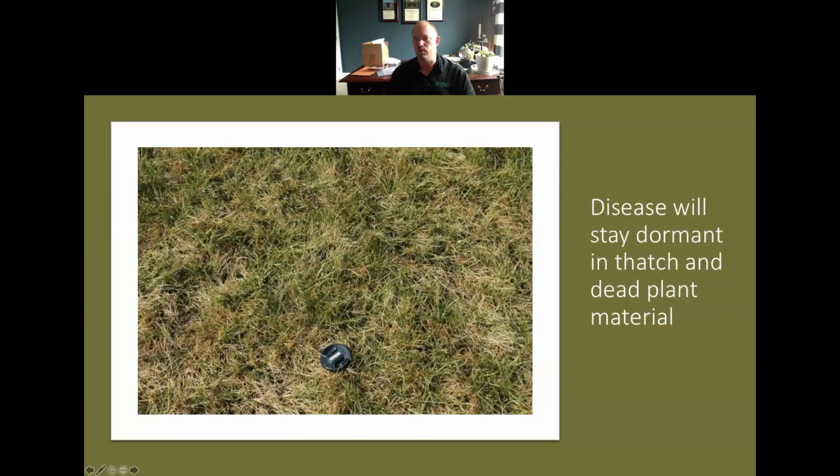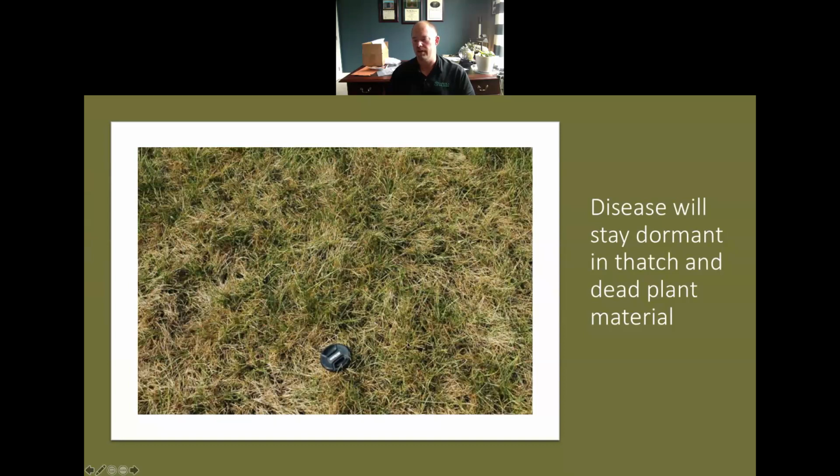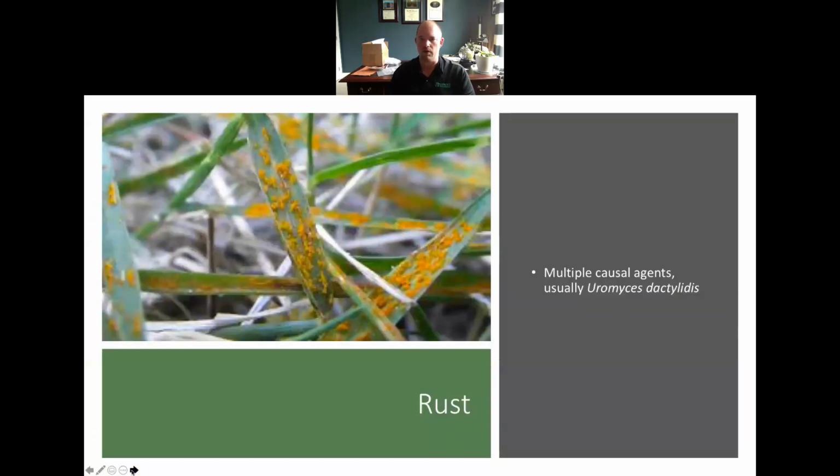The disease will stay dormant in thatch and dead plant material. This is a good indicator if you have a real thatchy lawn. That lawn, again, when we talk about doing dethatching or aerations and things like that, trying to get rid of that thatch layer or even verticutting for that matter, that's another benefit. Again, we can alleviate the potential of seeing this disease when we can manage that thatch properly.